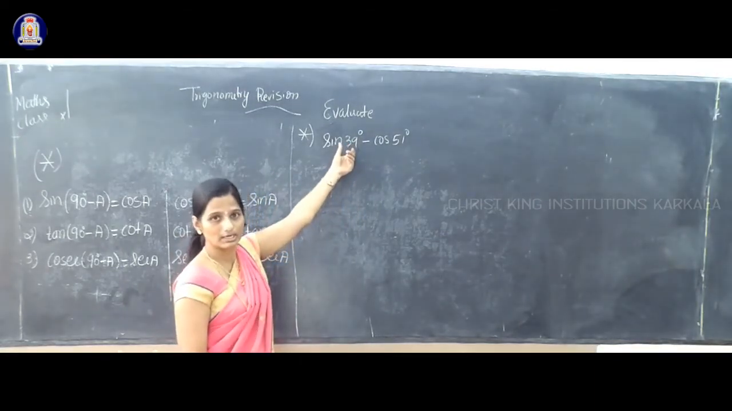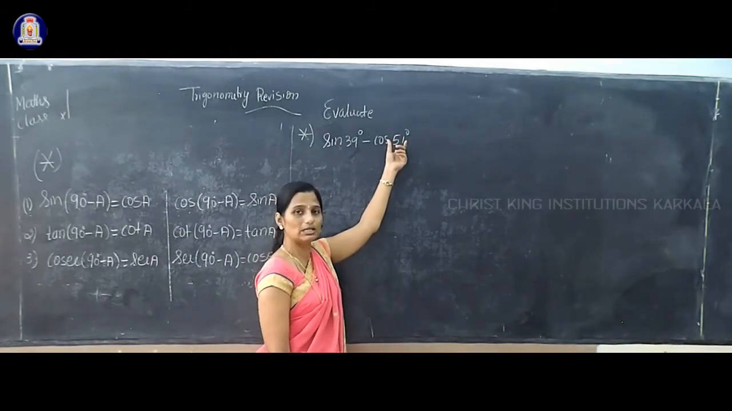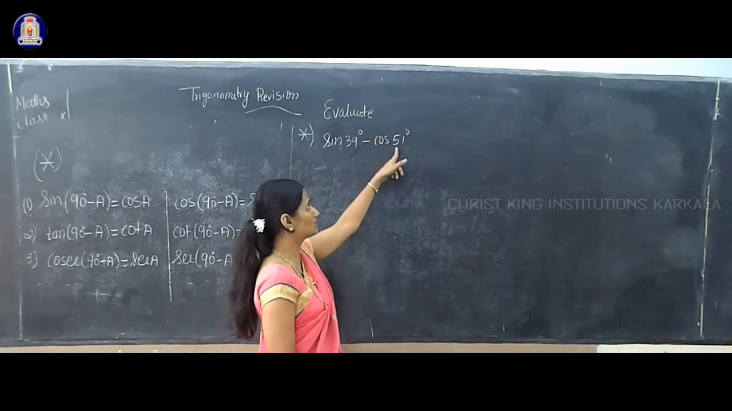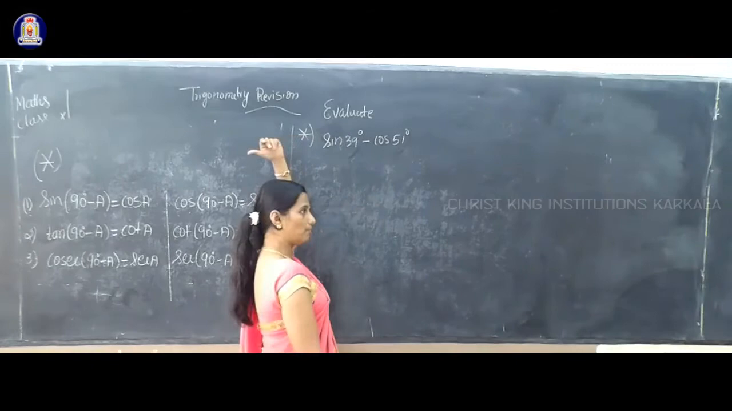There is no 39 degree. So now next, 51 degree. Is this there in your table? No, right? So that means this is not from your table. If it is not from the table, use a complementary formula.